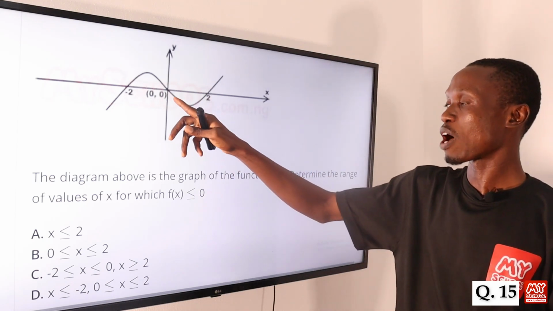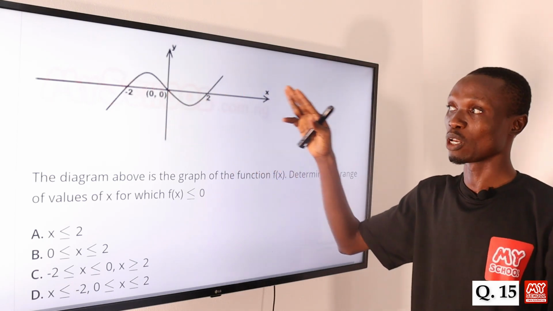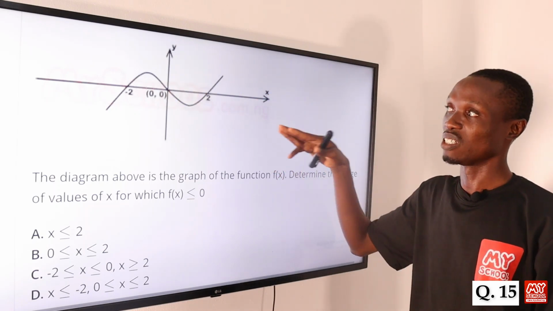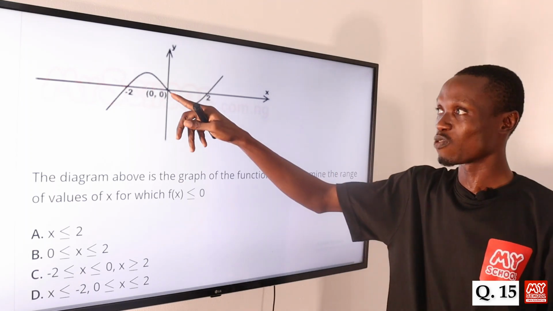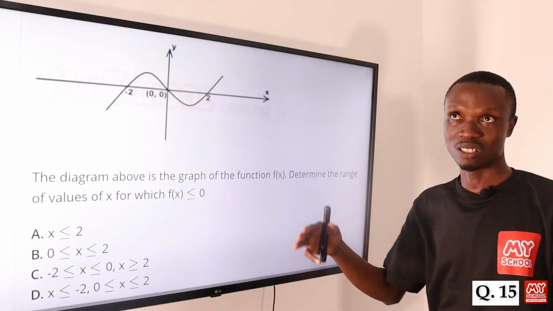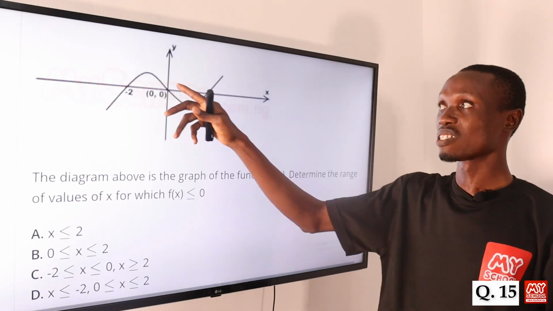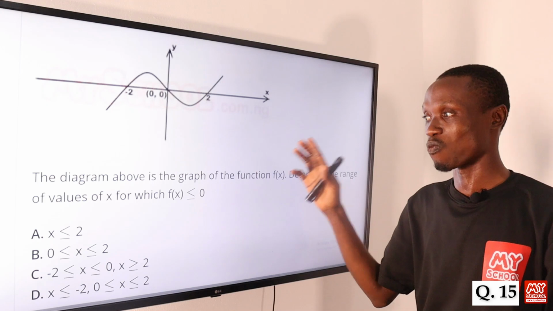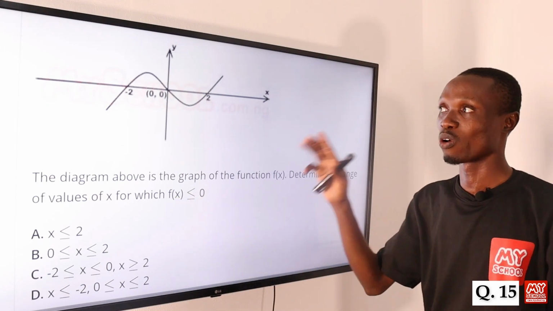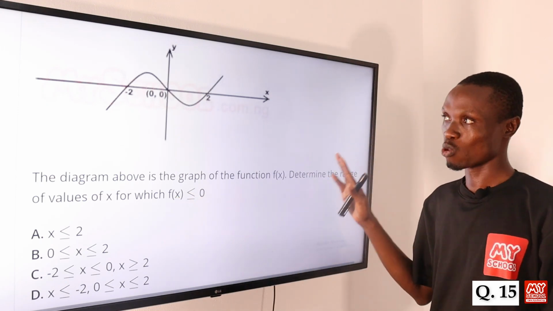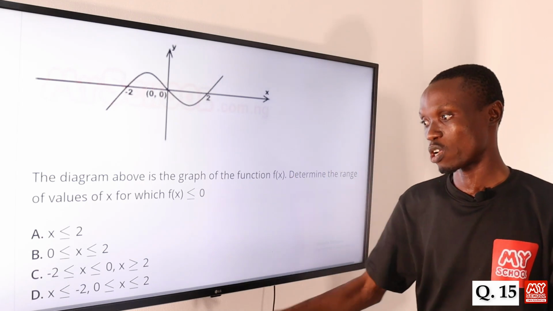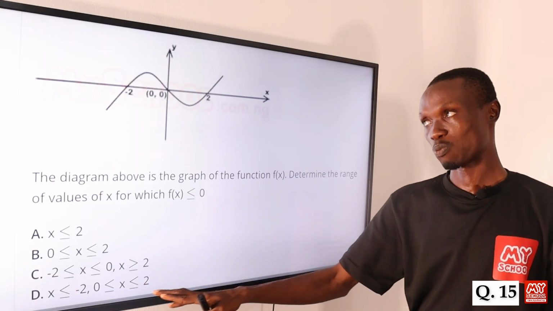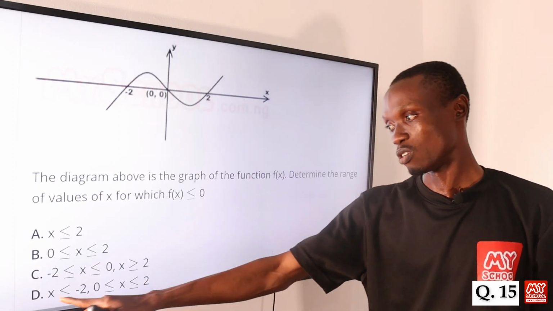Okay, now all values from 0 here to 2 will be included because the graph slopes down, or is actually below the s-axis. So when the graph is below the s-axis, it actually indicates less than. But when it's above it, it actually indicates greater than. But in this question, we are asked to find when the graph is less than or equal to 0. Okay, so from our analysis, the answer to this question is option D, because option D agrees with what I just explained.